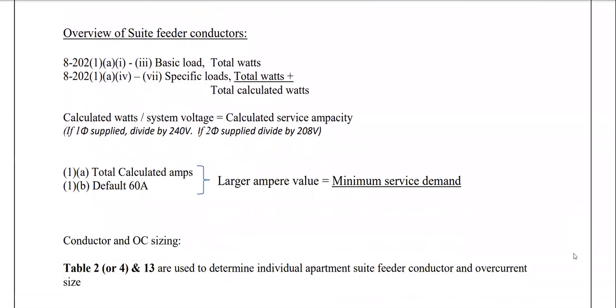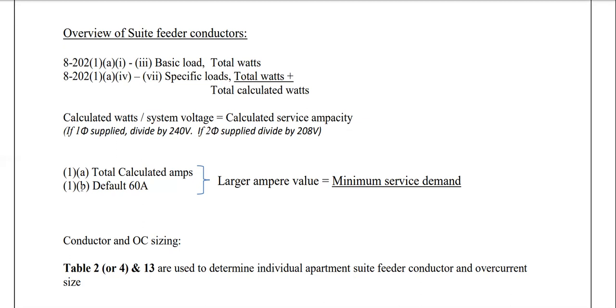So let's take a look at an overview of suite feeder conductors. They are very similar to what we see in the residential single dwelling application. 8-202 1(a), items i to iii is basic load. 8-202 1(a) iv to vii is specific loads, giving us total watts and total calculated watts. We take the total calculated watts divided by the system voltage, which, if it is single phase, is 240. If we're receiving two-phase from a three-phase system, it's 208, and that gives us our calculated service ampacity.